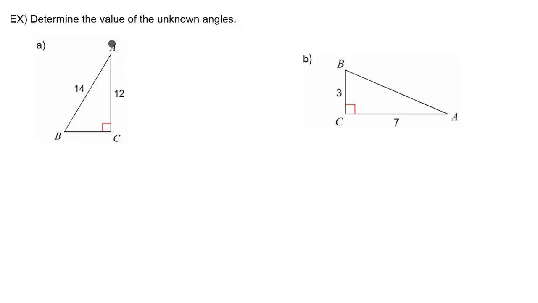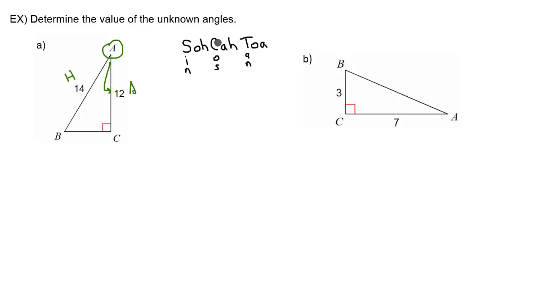So to start, let's go with angle A. And I'm going to identify all the sides that I know here for angle A. So I know that the longest side here is the hypotenuse. That's going to be 14. And then the side that's next to angle A is the adjacent side. That's going to be 12. So we have the adjacent side and the hypotenuse.